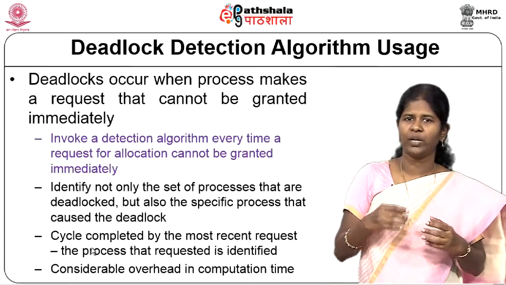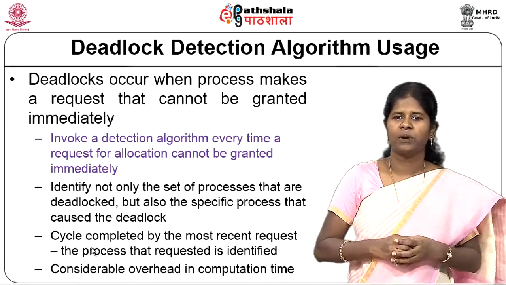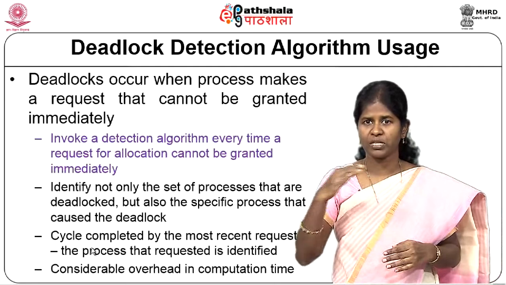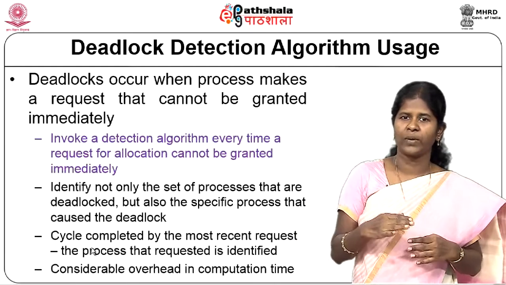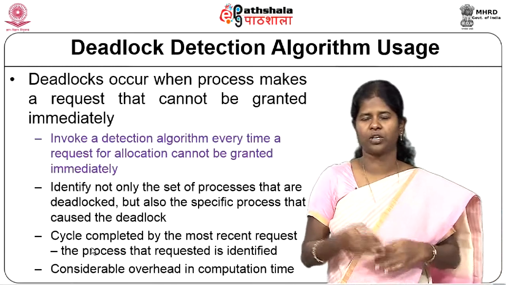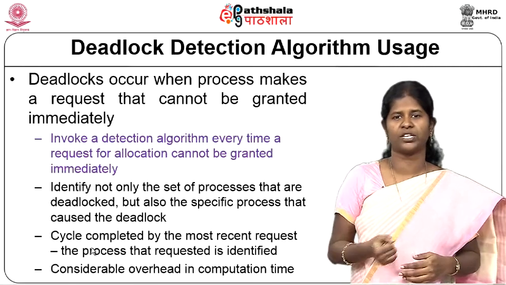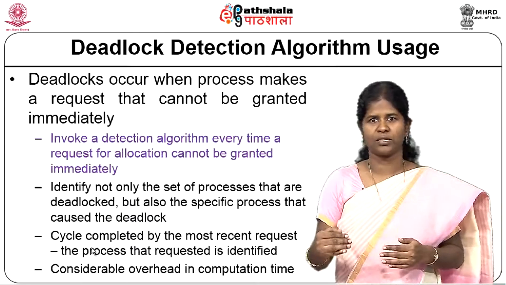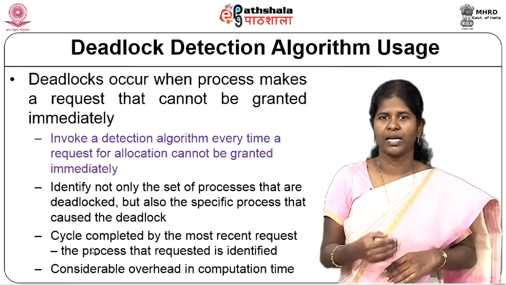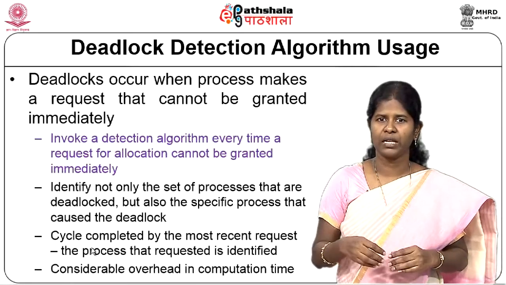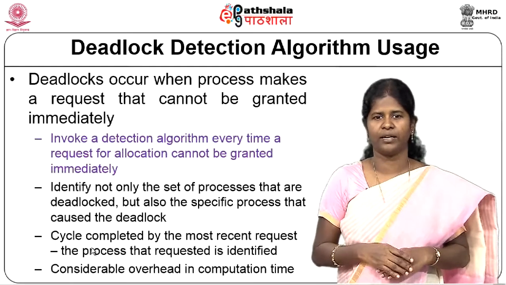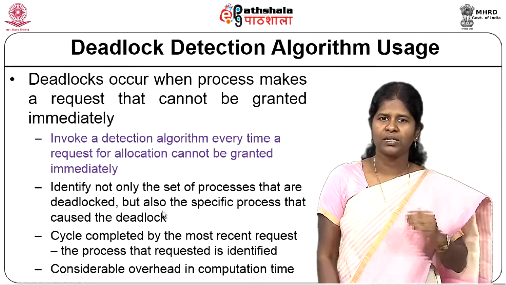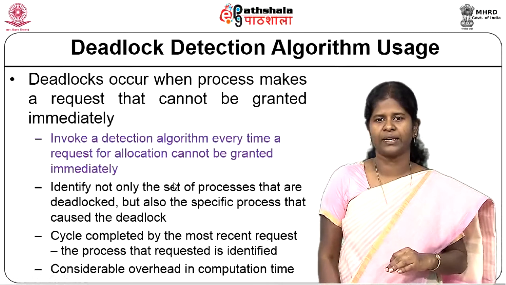So, this will identify not only the processes that are deadlocked, but also which particular process had caused the deadlock, because it is this process which is requesting, and after this process requested only you find that there is a cycle. Because till the earlier request you would have run the deadlock detection algorithm and found that there was no cycle. Now this process requests a resource and you run this algorithm and you find that there is a deadlock. So, you understand that this is the process that is actually causing the deadlock. The cycle is completed by the most recent request, and so the process that requested recently is identified.